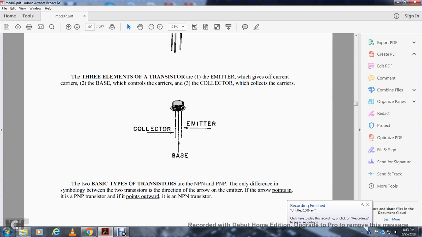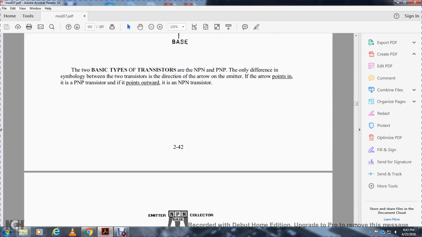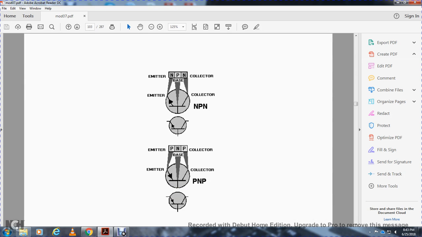The only difference is in the symbology of the type of transistor, the direction of the arrow. The emitter arrow points inward for the positive negative positive transistor, and outward for the negative positive negative transistor.